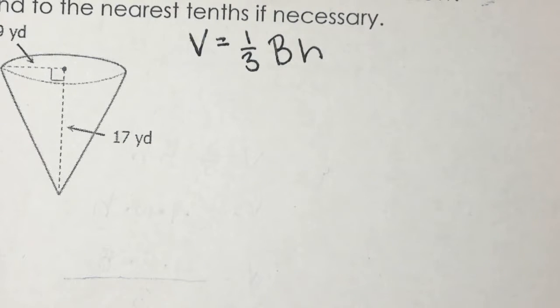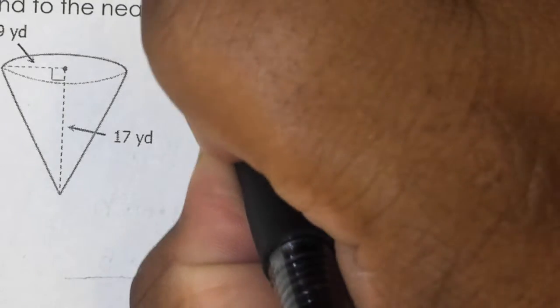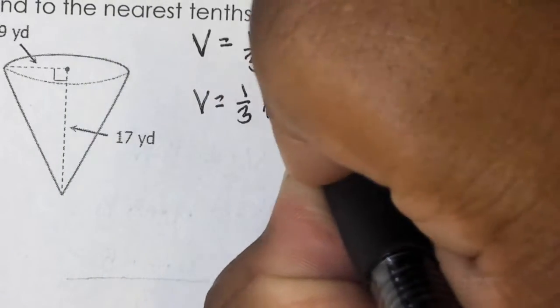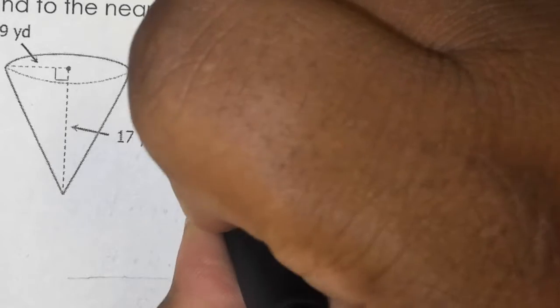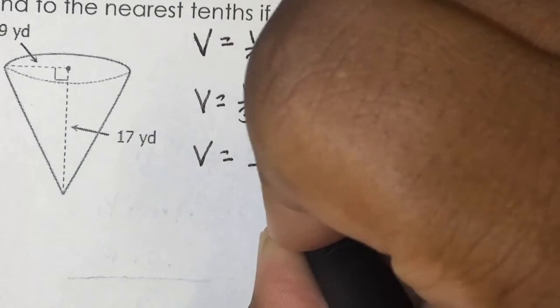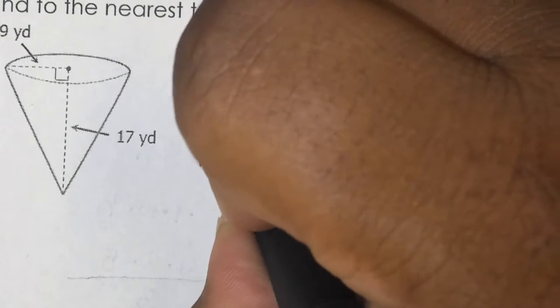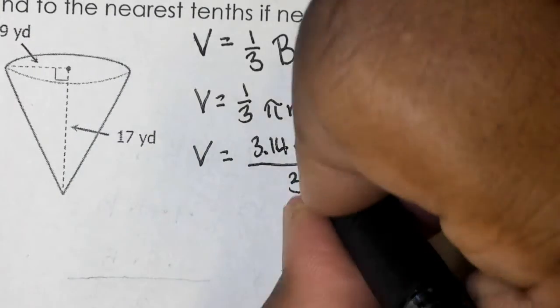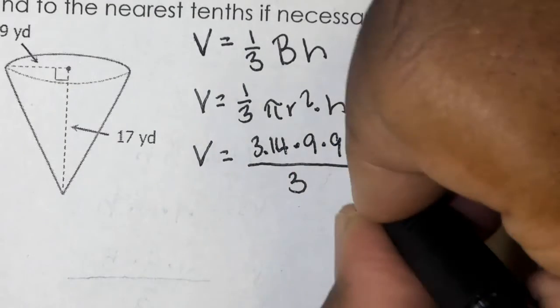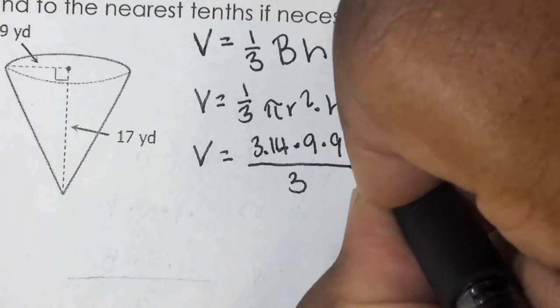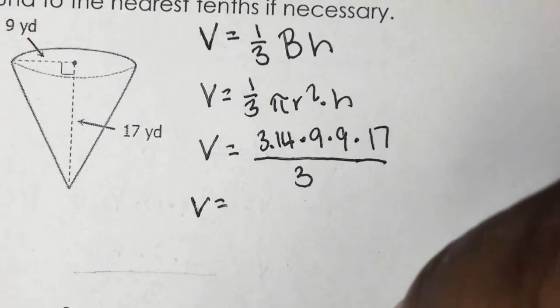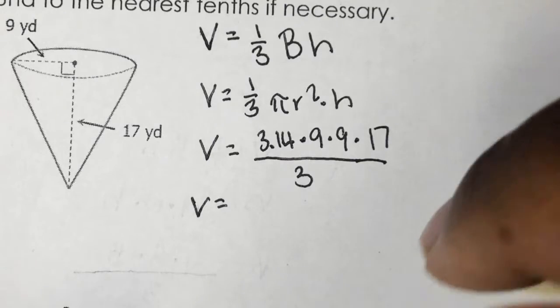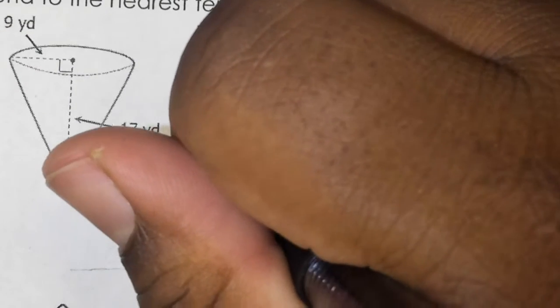So the regular volume formula for a cone. Then you make your adjustment. 1/3 pi r squared times the height. This one we got everything we need. So move the 3 to the bottom. We're dividing by 3. 3.14 times our radius squared times the height. Yep. Then find the volume of the cone. Say it one more time. To the nearest tenth.